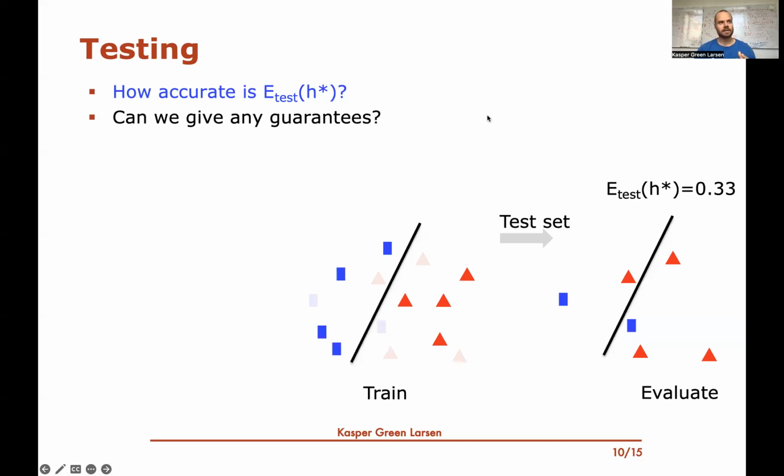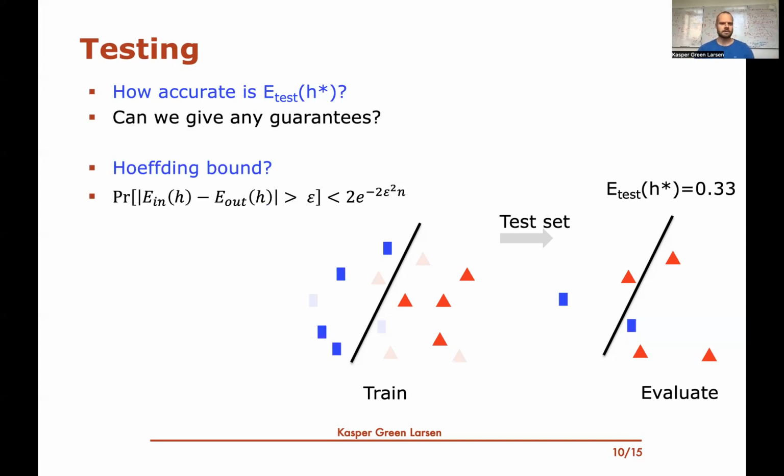So can we give here, like we did with the VC bound, can we actually give theoretical guarantees on how accurate an estimate the test error is of the outer sample error? So let's try to see. So maybe we could try somehow to use the Hoeffding bound here, like that we saw earlier, right? So what did the Hoeffding bound say, right?